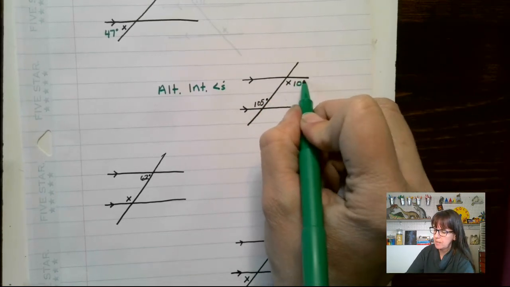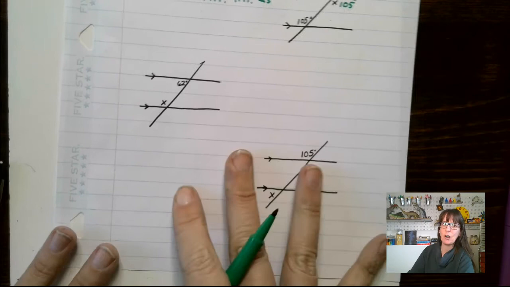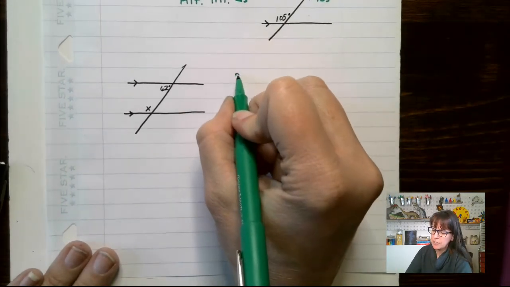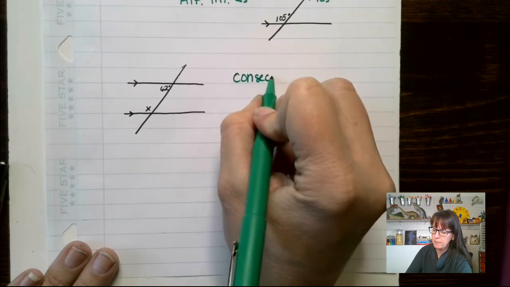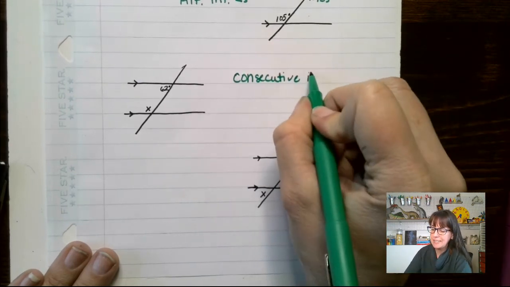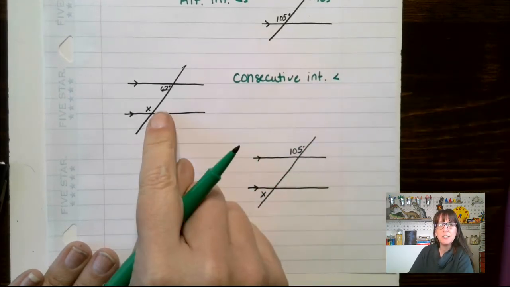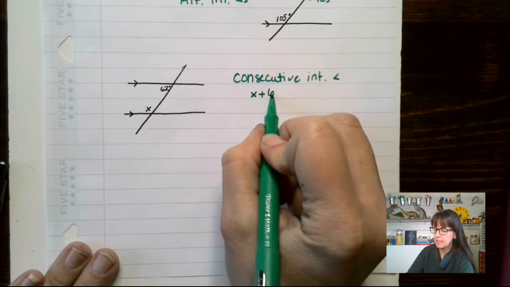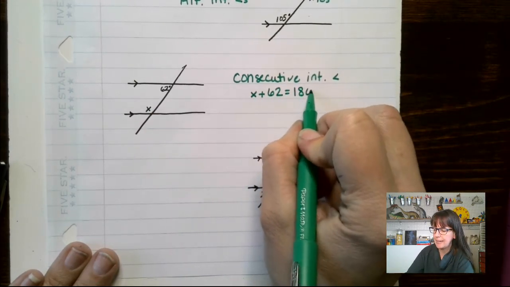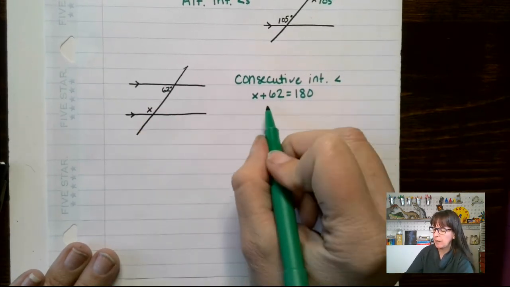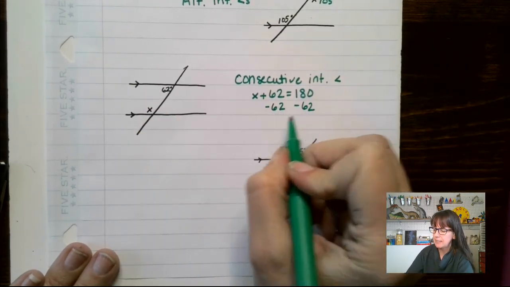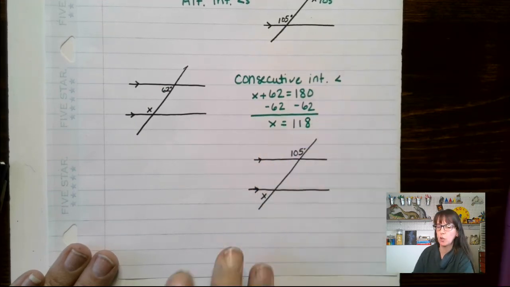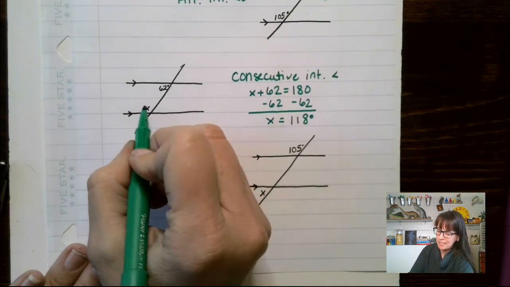All right, let's take a look at this one. These guys are on the same side. And remember, same side is supplementary. So these guys are same side. We also call that consecutive. Consecutive interior because they're on the inside. And these are supplementary. What that means is they add up to 180. So we have x plus 62 equals 180. So figure out what x is by minusing 62 from both sides. And we end up with x equals 118 degrees. So this guy right in here is 118.